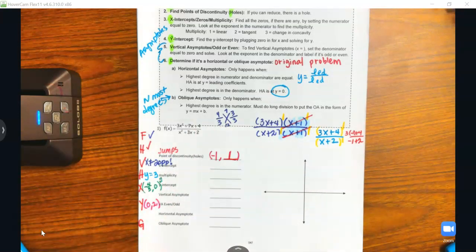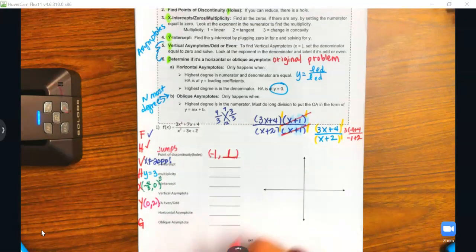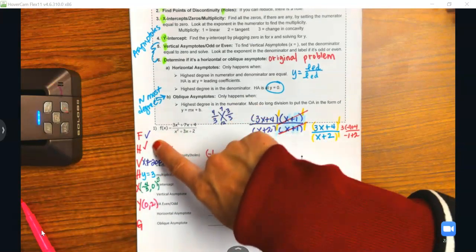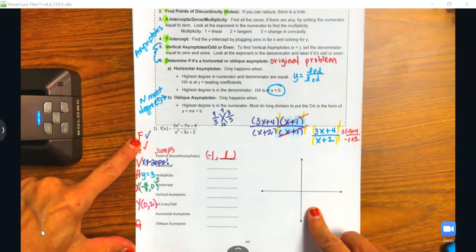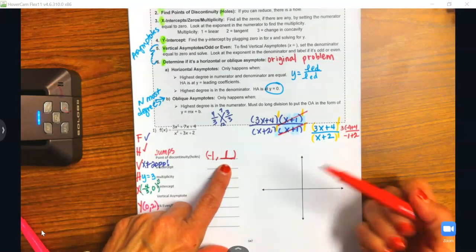You have everything you need now to graph this. We're actually going to fill in these blanks later. Let's go ahead and graph based on what we did. So when you graph this, you also go in the exact order that you wrote your steps. So let's go back to the top. Factoring, of course, doesn't go on a graph, but a hole does. Remember, we had a hole at (-1, 1).